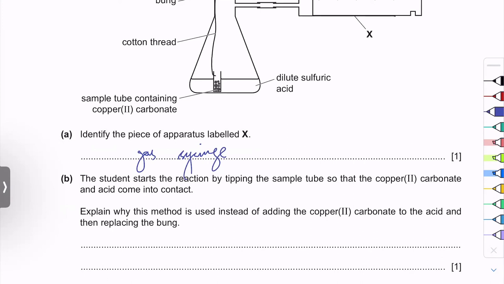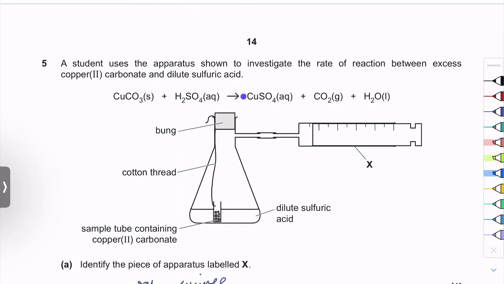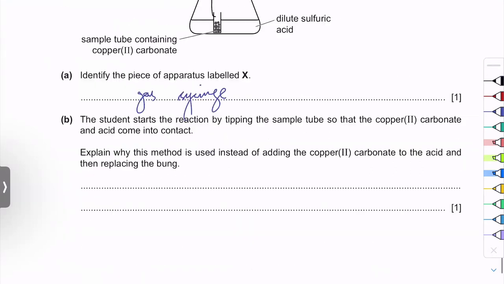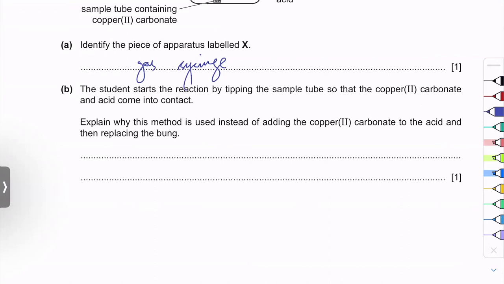Explain why this method is used instead of adding the copper carbonate to the acid and then replacing the bung. Tell me. You should think of the answer while you're reading it. Your alarms should sound in your mind: what is it doing? Replacing the bung after adding, gas will be produced. You won't be able to add it back so quickly. The gas will be lost. Right? So this is to avoid any leakage or any loss. Basically, while you're replacing the bung, the gas will escape. Exactly. So we want to avoid that. So that's the reason we want to do this.